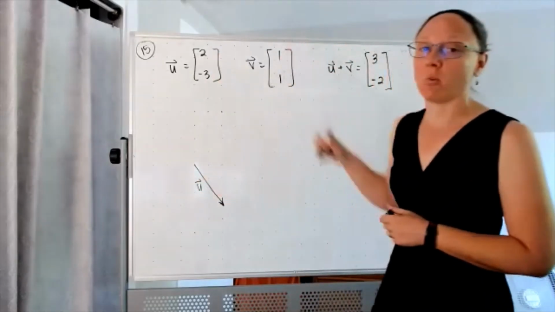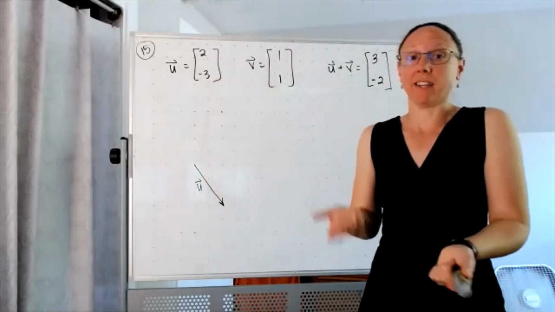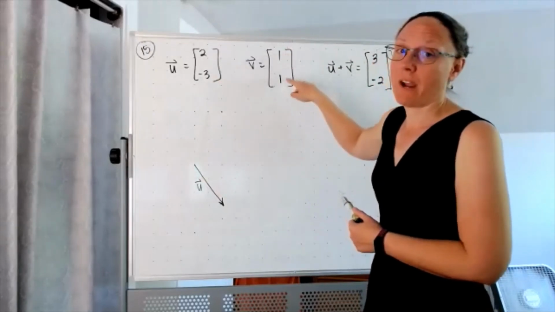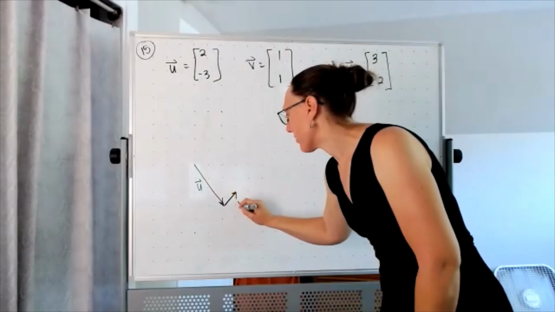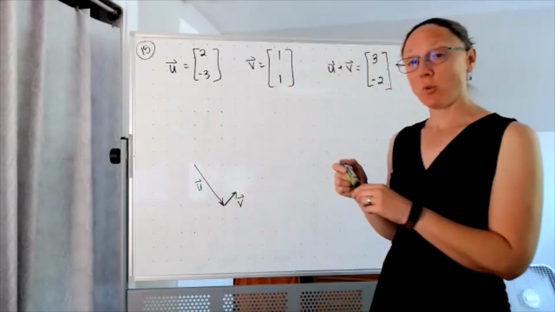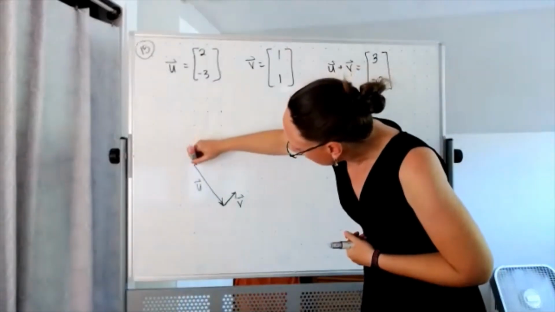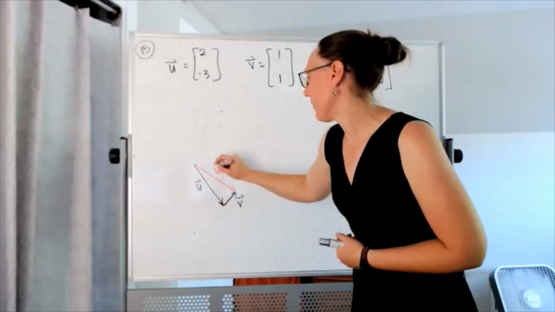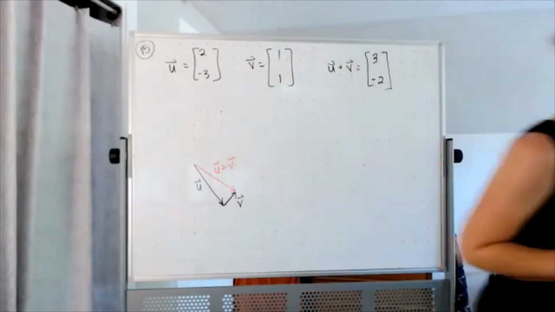Well, v, the vector [1, 1], if I'm going to have to do u plus v, I might as well draw it in to be ready to do u plus v. So v says 1 to the right and up 1. So there is my v vector. And u plus v would be this vector right here. What else did I ask for?